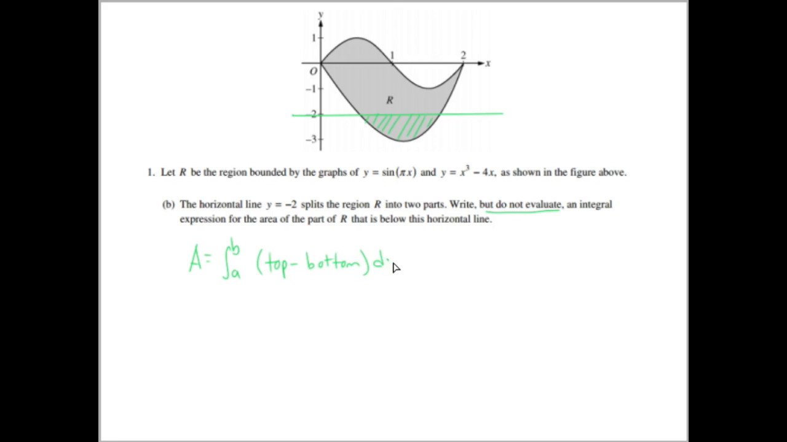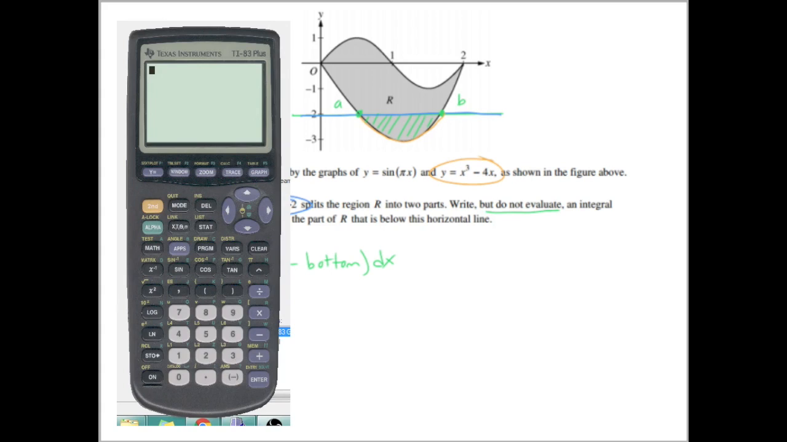But this time, instead of the sine function being the top, this y equals -2 line is going to be the top, and this x cubed minus 4x is going to be the bottom again. But now we have different a and b values. a and b aren't going to be 0 and 2 this time. So we need to find these new intersection points, and the way we can do this is we use the graphing calculator. So I'll put that up.